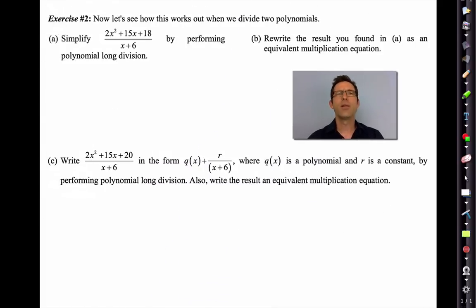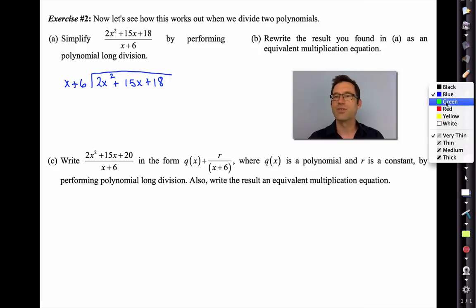All right, now let's see how it works when we divide two polynomials. Letter A. Simplify the following by performing polynomial long division. All right, here it goes. Now we are going to do this as similar as we possibly can to what we were just doing. But of course there's a big difference because now you're looking at this and going, how do I even start? So let's talk about how you start.